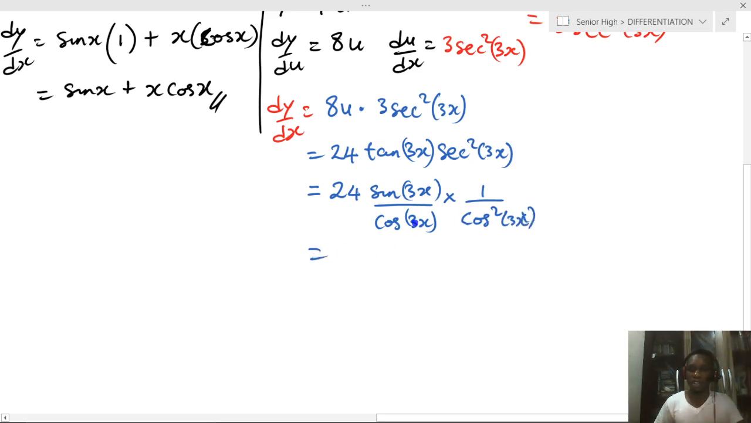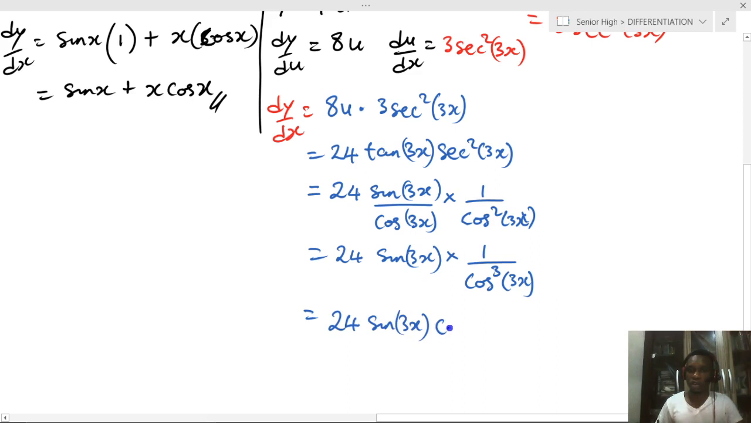So notice something, cos 3x can multiply cos squared 3x, and that will give us 24 sine 3x multiplying 1 over cos raised to the power of 3, 3x, because this will now make it raised to the power 3. So what is 1 over cos raised to the power 3, 3x? You can write it back as sec raised to the power 3 now, no longer raised to the power 2. So that will be equal to 24 sine 3x sec raised to the power 3, 3x. And that's the final answer for our dy/dx.